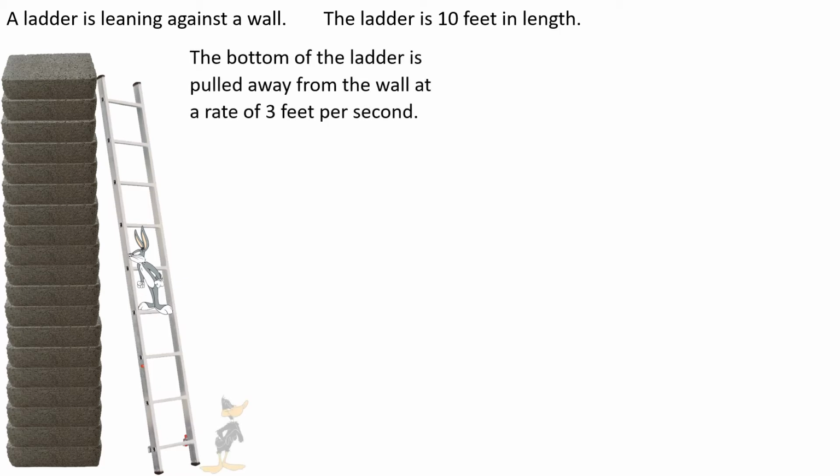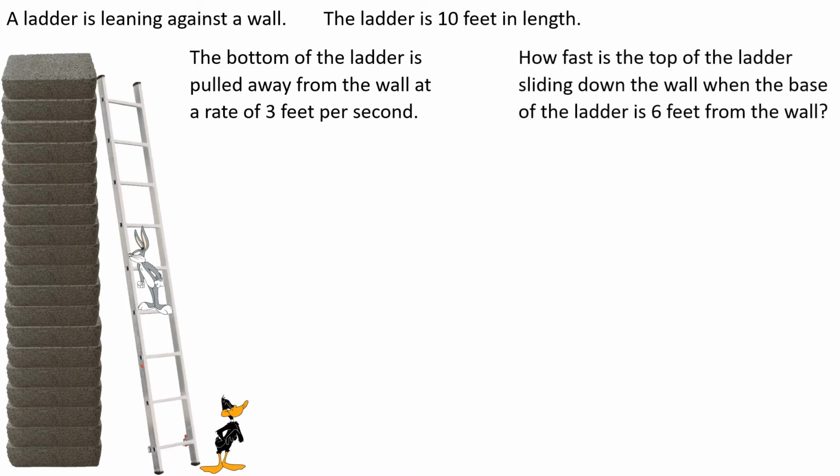And of course, the bottom of the ladder is pulled away from the wall at a rate of 3 feet per second. There's Daffy Duck up to no good as usual. Daffy Duck is going to start pulling that ladder away from the wall, even though Bugs Bunny is still on that ladder. And Daffy Duck is going to go at a constant rate of 3 feet per second. How fast is the top of the ladder sliding down the wall when the base of the ladder is 6 feet from the wall?